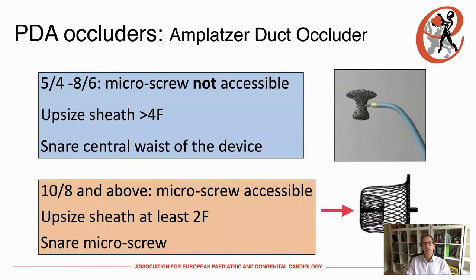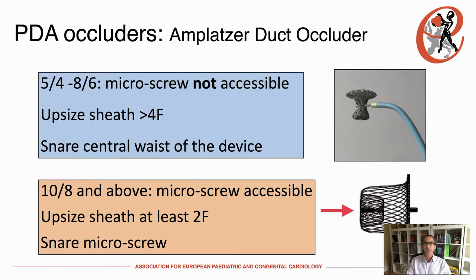The ADO1 device is probably the most widely used device to close PDAs. It does have a micro screw, but there are some caveats that you need to be aware of. In the smaller ADO1 sizes up to 8/6, the micro screw is not accessible as it is enfolded inside the back end of the pulmonary end of the device, making the micro screw not accessible to a snare catheter.